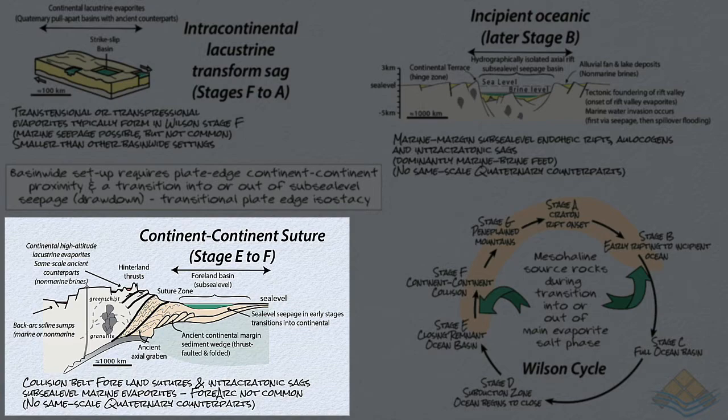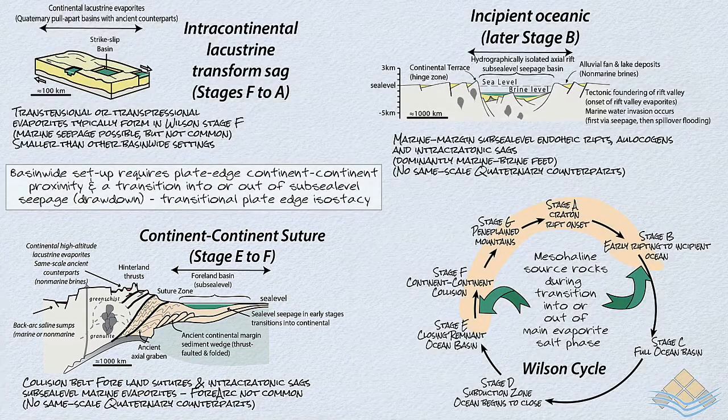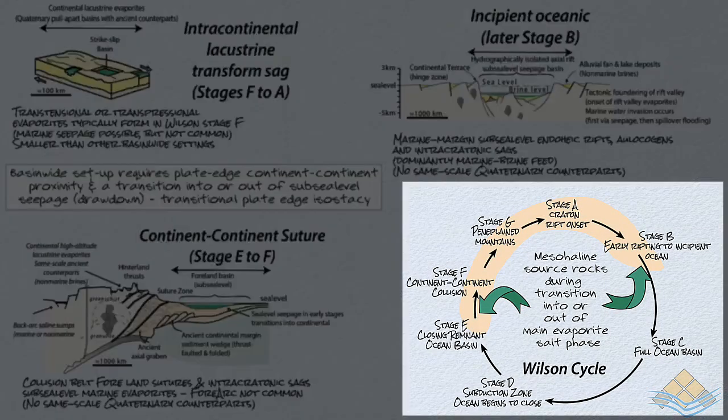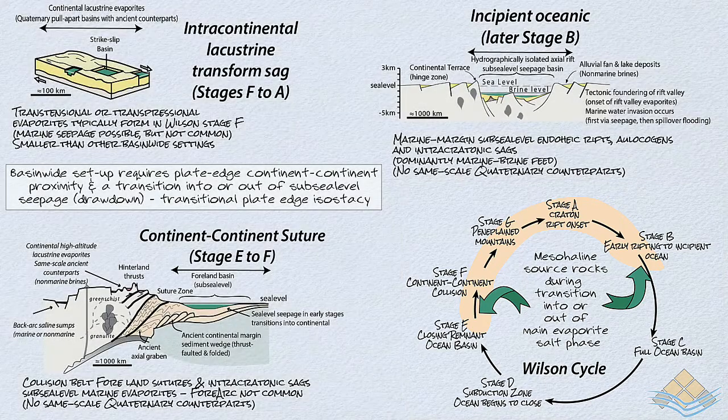And of course, as we discussed in detail, this relates back to the tectonic positions within the Wilson cycle, whereby in the context of Mesohaline source rock, our Mesohaline source rocks tend to form in transitions into or out of the main evaporite stage. So this is typically in the Wilson cycle, later stage B or stage E to F in the opening rift, or in the closing continent-continent suture belt.